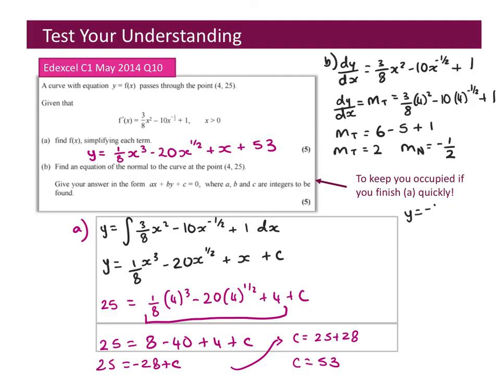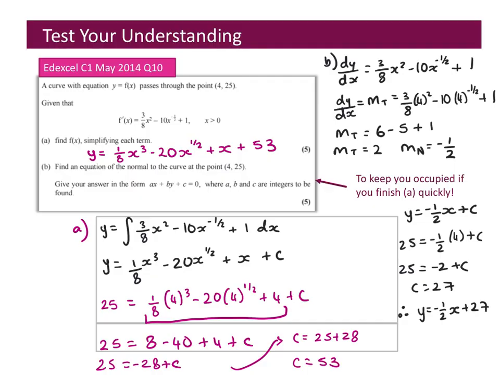So y equals negative a half x plus c. 25 equals negative a half lots of 4 plus c. 25 equals negative 2 plus c. c equals 27. So therefore, the equation of the normal is y equals negative a half x plus 27.